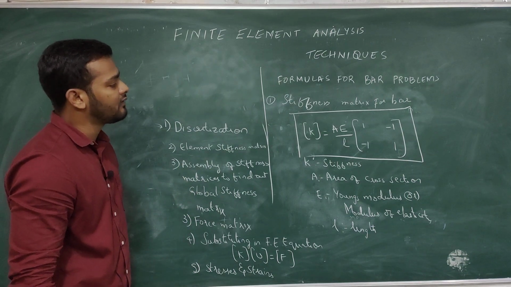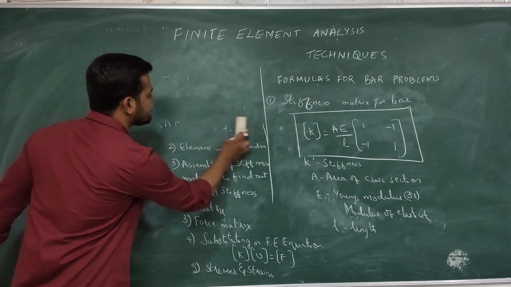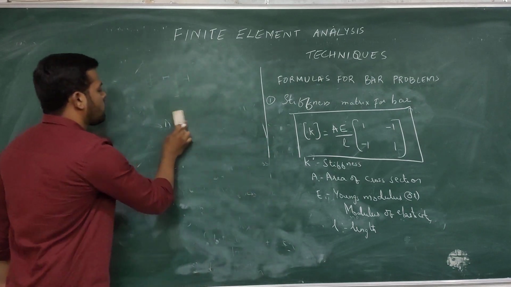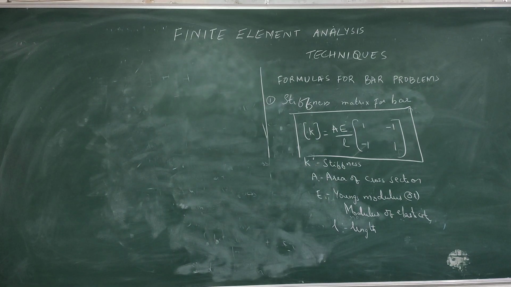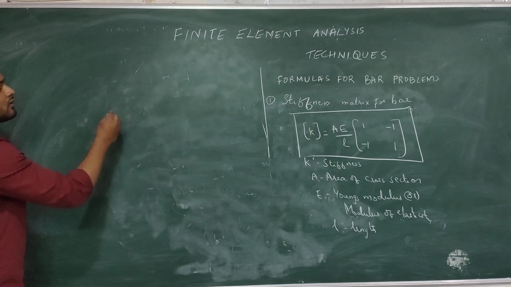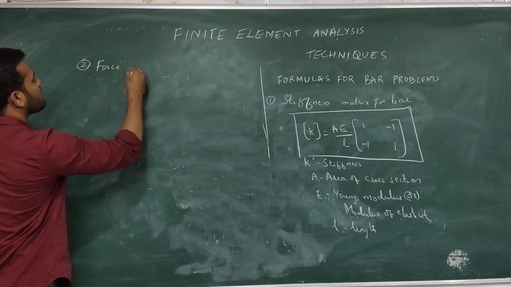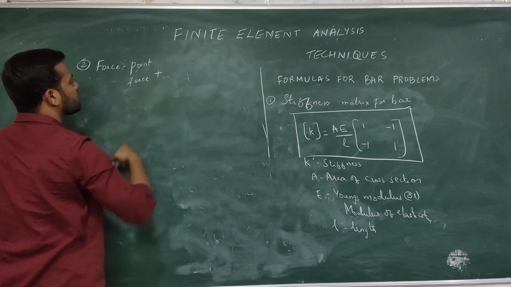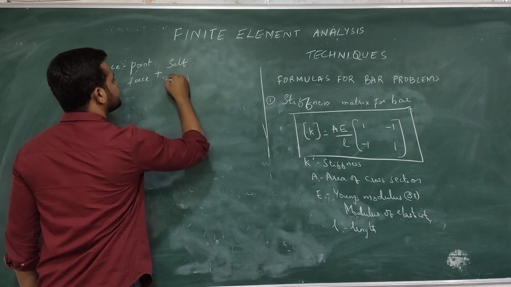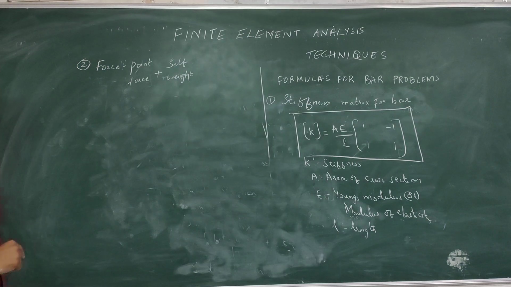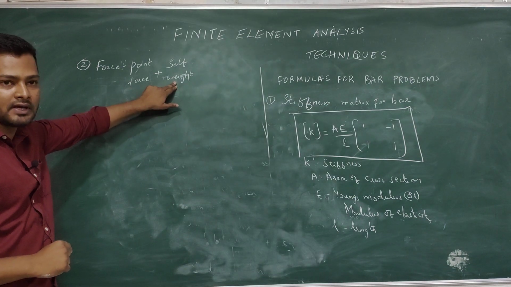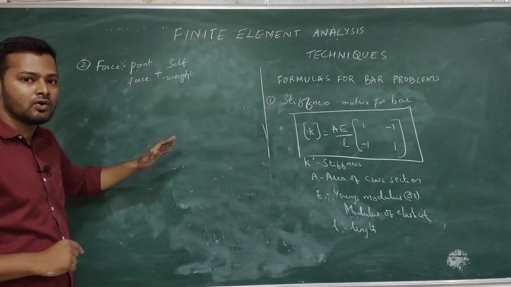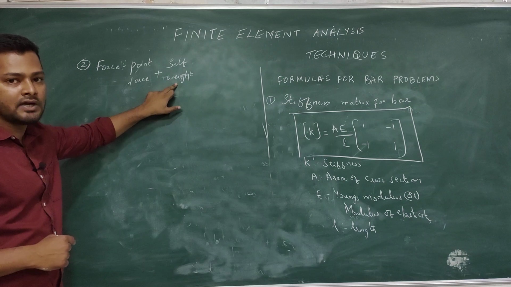So what are the different types of forces we have? I will erase this part. On a member or on a beam, what are the different types of force you can have? Forces. You can have a point force, next is the self weight of the member, because weight is also a force because of gravity. Whatever analysis we are doing is on earth, so there will be gravity. So you have to take the weight force into consideration.